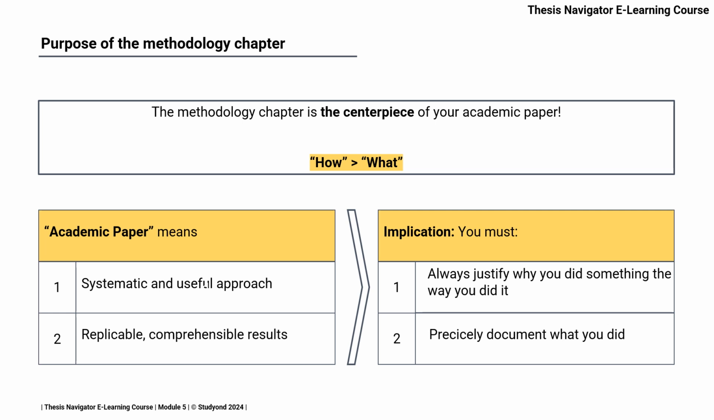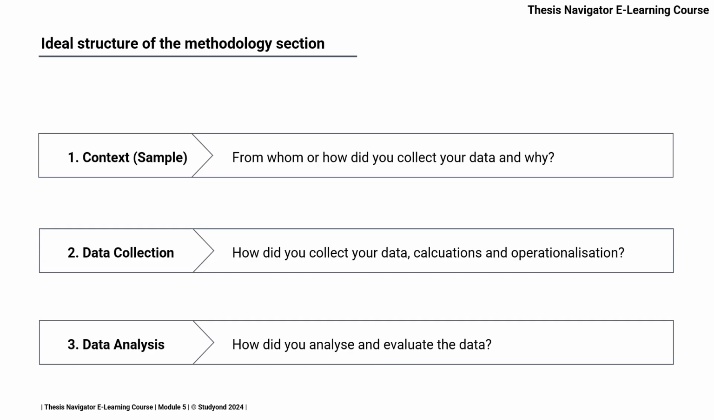To ensure the replicability and comprehensibility of your results, you must document precisely and accurately what you have done in your work. To put it in other words, how you proceed in your bachelor's or master thesis is 100 times more important than the what, meaning the actual result you produce. The real purpose of the methodology chapter is therefore to clearly explain to your readers why and how you conducted your research. With this background, the methodology chapter generally has the following 3 parts.